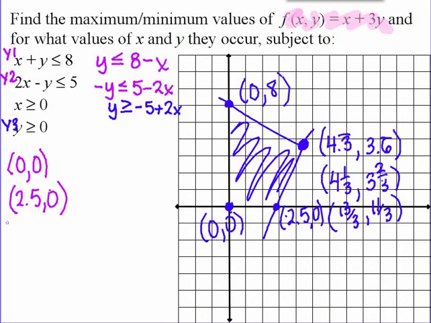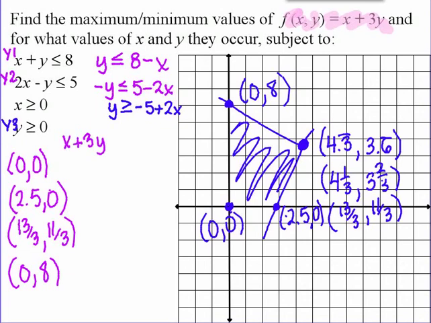So these are the values I'm going to plug into x plus 3y. If I plug 0, 0 into x plus 3y, what do you get? 0. If I plug in 2.50, I get 2.5. If I plug in 13 thirds and 11 thirds, I end up getting 13 thirds plus 11, which comes out to be 46 over 3, which is 15 and 1/3.